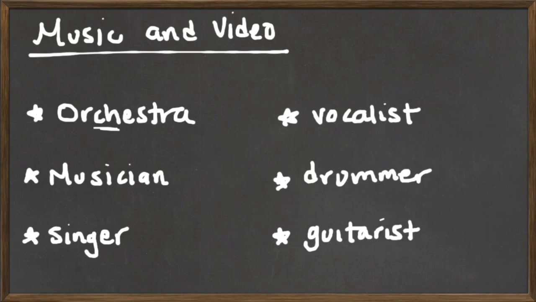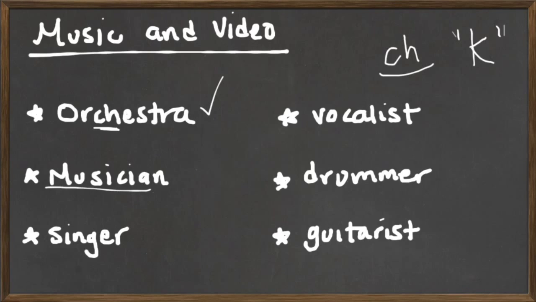Most of the time, this combination of letters is pronounced like a K sound. So don't forget that. Just like in Spanish, an orchestra is a group of musicians that perform in front of a public. Normally, classical music or instrumental music.